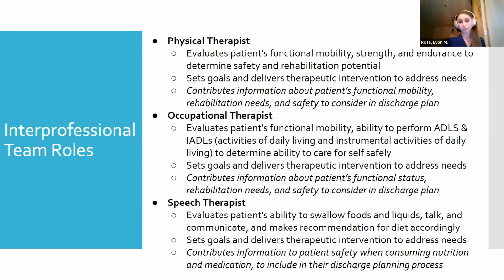The speech therapist is also evaluating the patient's ability to swallow foods and liquids and communicate, and they can make recommendations for diet accordingly. For example, in Mr. Foster's case, he may have some dysphagia, so recommending an appropriate diet to decrease his risk of subsequent aspiration pneumonia would be an important role of a speech therapist, as well as helping him gain skills for changes in communication if he has some aphasia.